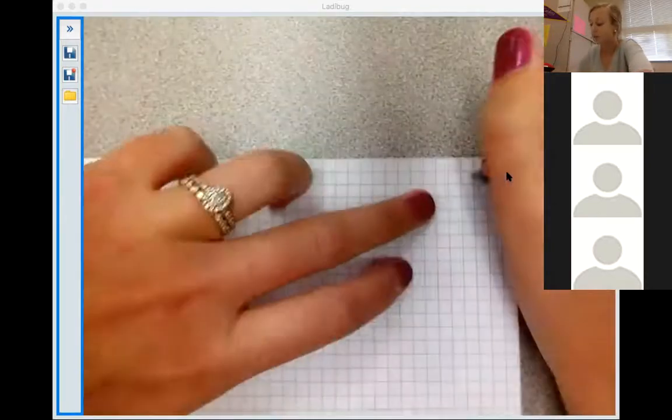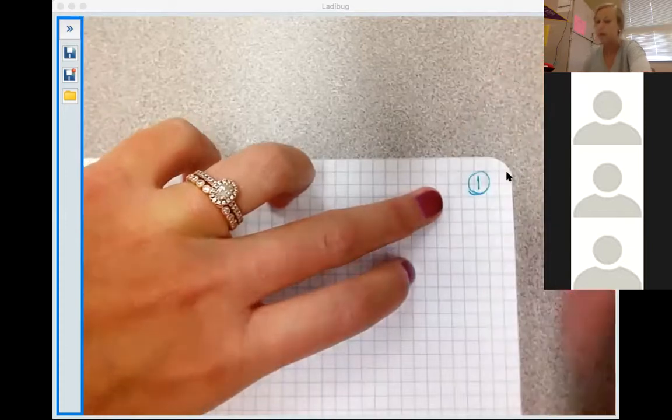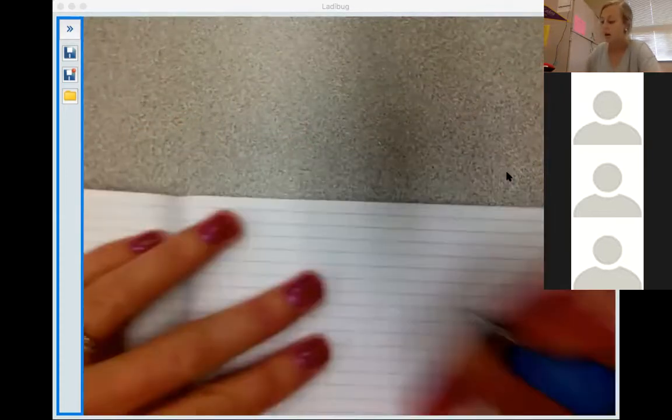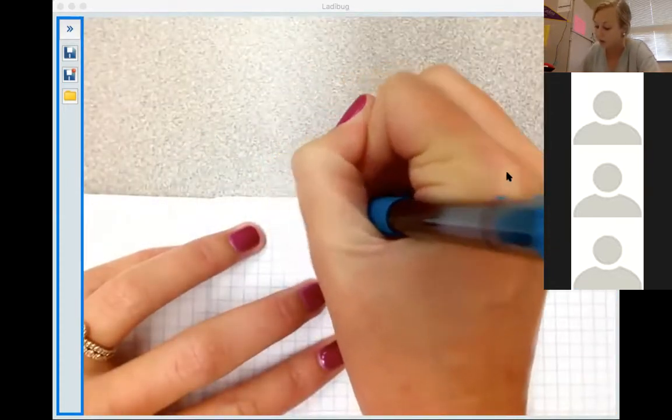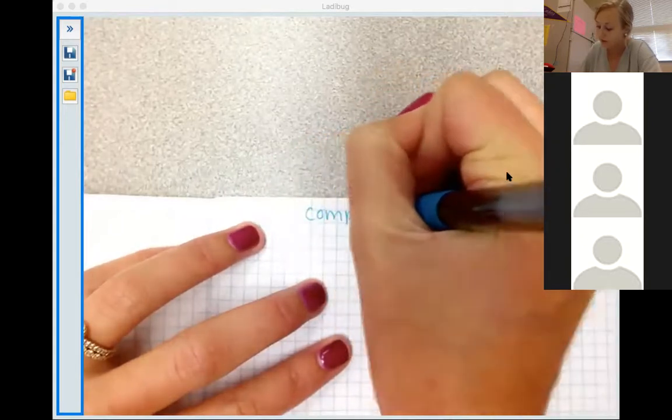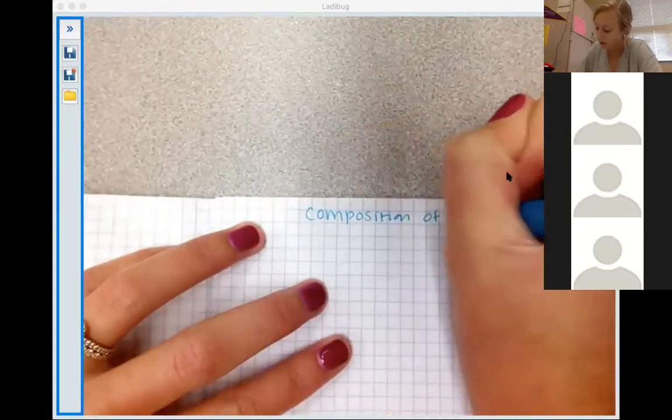So this is going to be topic 1. This is not a page number, it's just topic 1. And then we just said this was composition of functions.